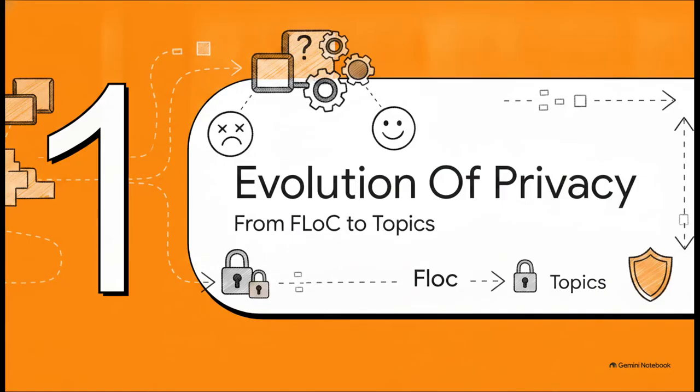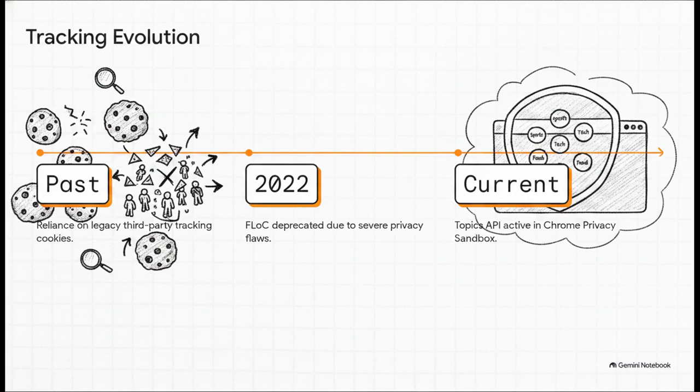Section 1. The evolution of Chrome privacy, from FLoC to Topics. To really understand where we are today, we have to look back at how browser-level tracking has evolved. For the past decade, the internet basically ran on legacy third-party tracking cookies. When Google announced they were finally phasing those out, their very first proposed replacement was something called FLoC, which stands for Federated Learning of Cohorts.